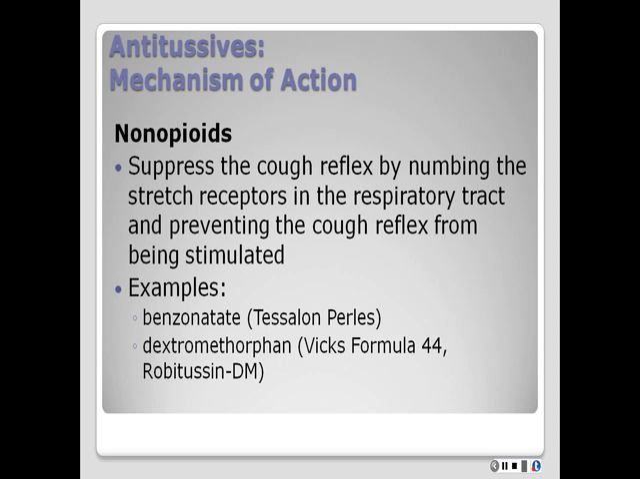So for the non-opioids, there are two different ones. The Tessalon pearls work completely different from the opioids, by numbing the stretch receptors. And then the ones like Robitussin DM, that's dextromethorphan, this one works exactly like the opioids because it's a synthetic, but it just doesn't have that analgesic property. Okay? If that's too confusing, you can let me know and I'll explain it in further detail face-to-face.